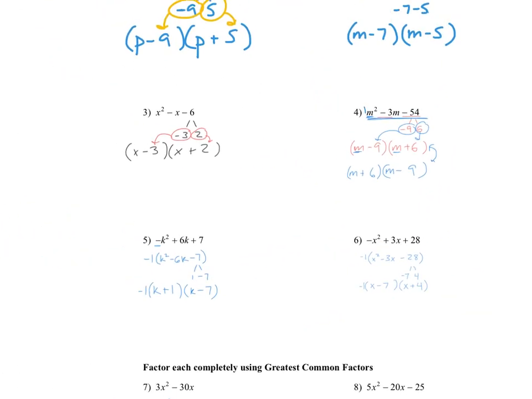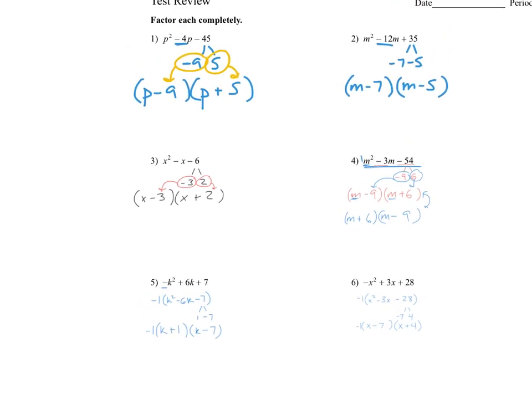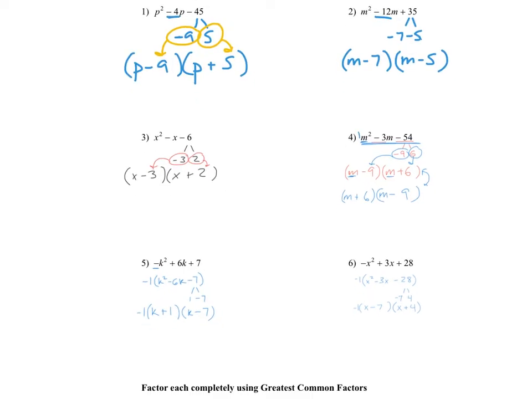Alright, so these are all part 1. So all we need to do is find the two factors of the last number that add up to the middle number and just put those inside our two parentheses. Ready for part 2?